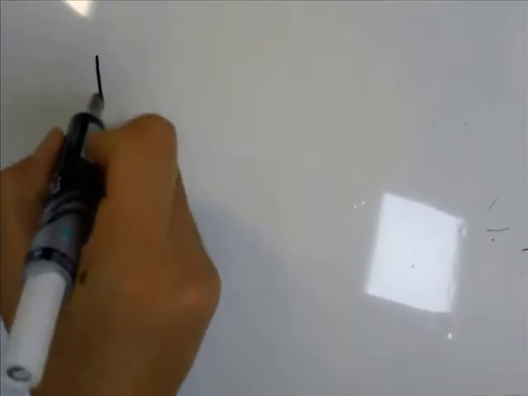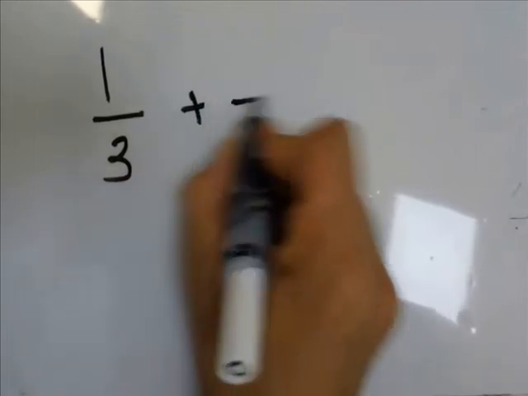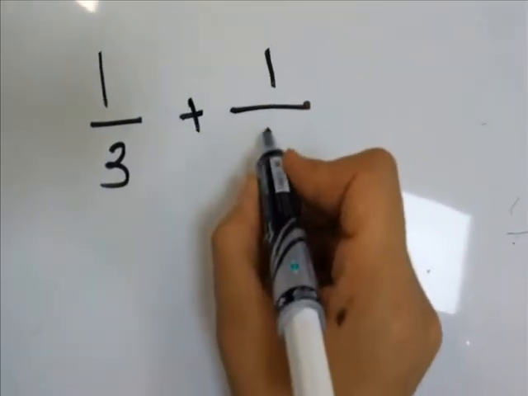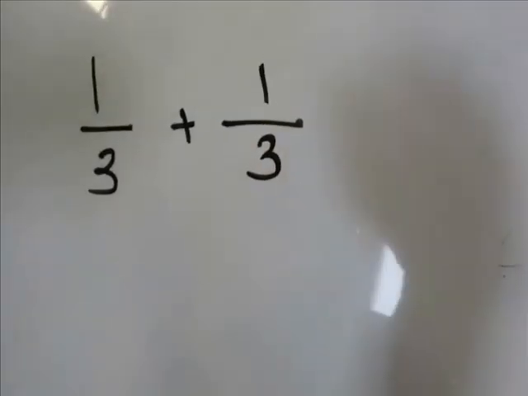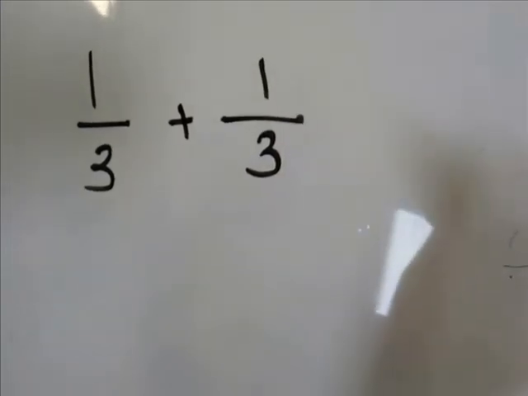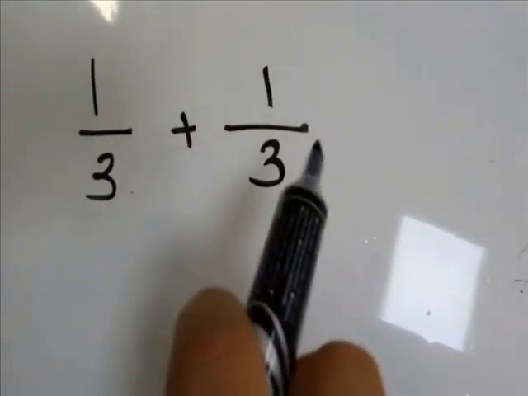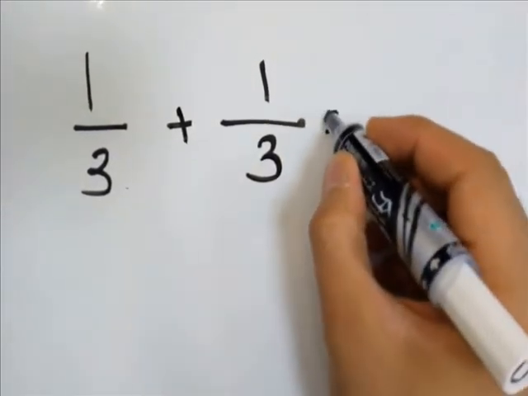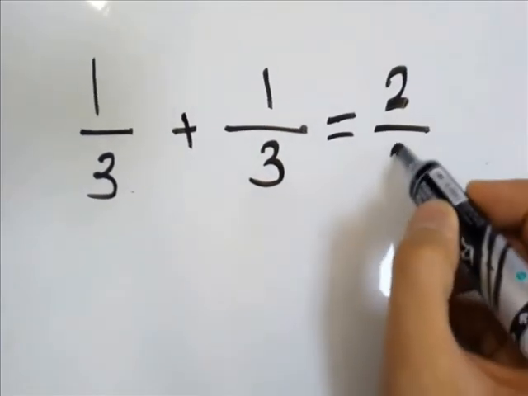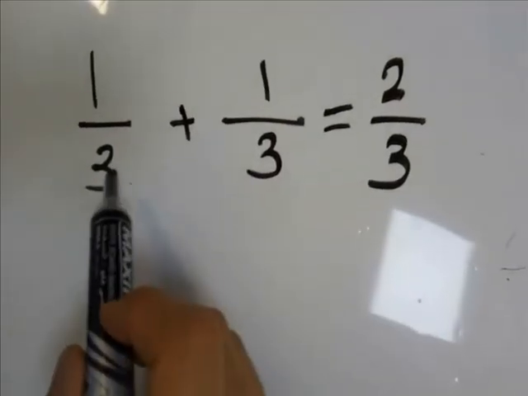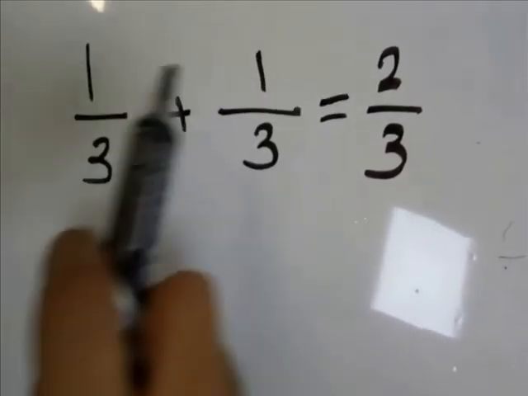If I have 1 over 3 plus 1 over 3, tell me, I need just one of you to tell me the answer to this question. Perfect. Yes, 1 over 3 plus 1 over 3 equals 2 over 3, because the denominators do not change, the only thing we do is add the numerators up.